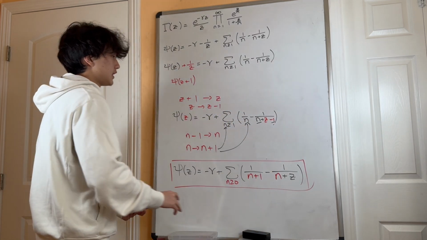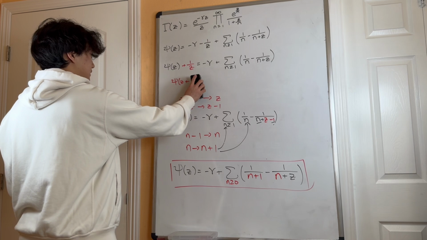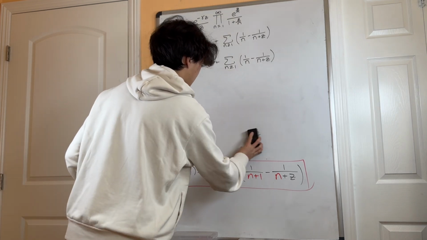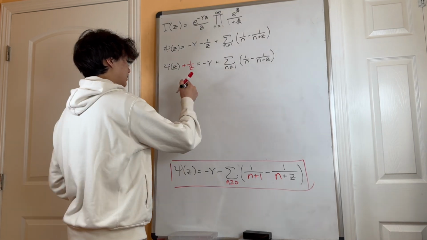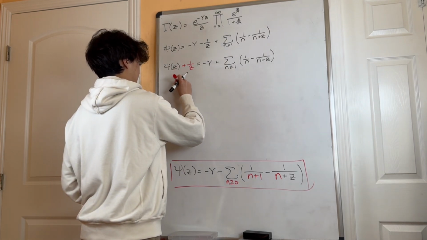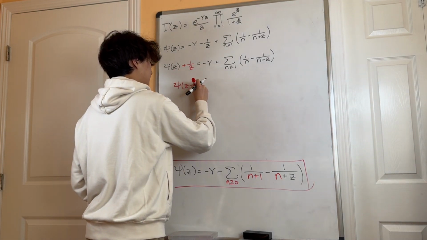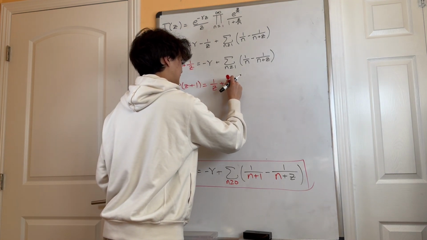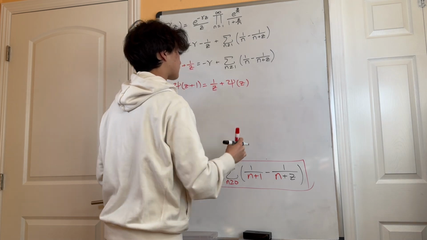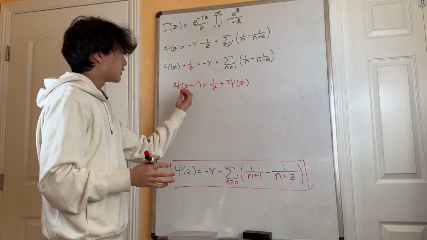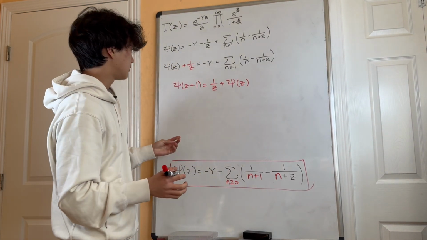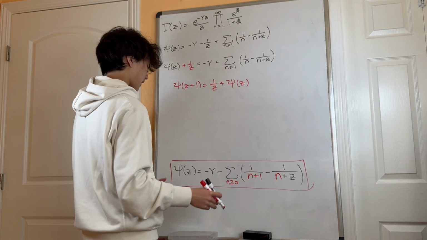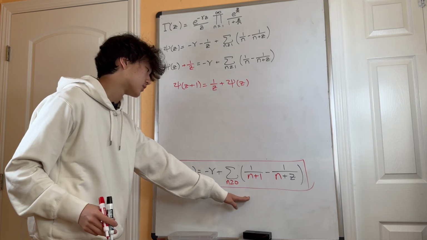Now, let's go back and revisit the digamma function's recursive property. And I erased it, but it's just this right here. So we have digamma of z plus 1 is equal to 1 over z plus digamma of z. Well, let's find a starting point. Maybe z equals 1. Let's start at z equals 1. We can use this definition right here.